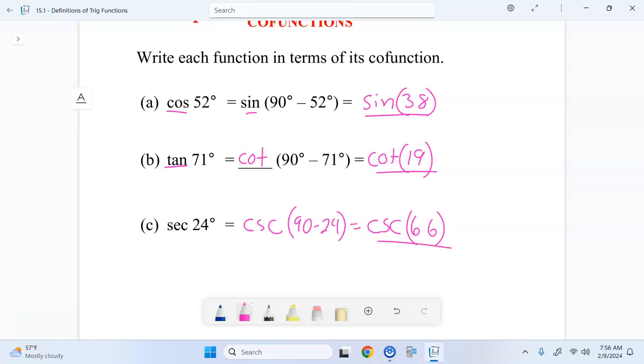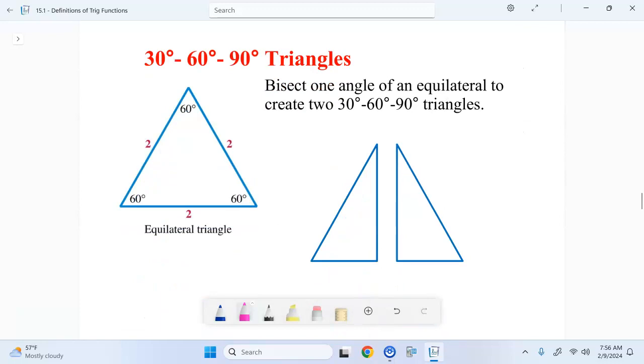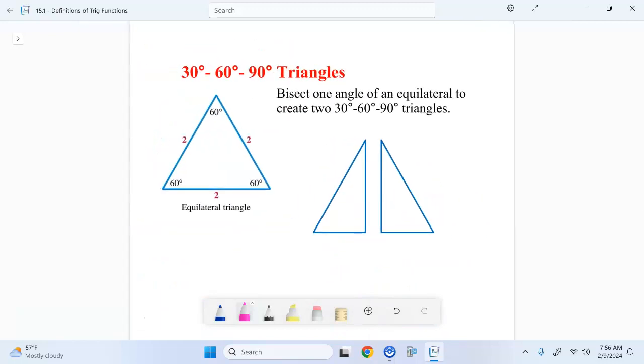Okay, cofunction identities. All right, now the last half of these will be the really big part that you're going to be using a lot: special right triangles. I'm going to show you how to make the special right triangles so you don't have to memorize a bunch of random numbers, because these are very, very commonly used trig functions.